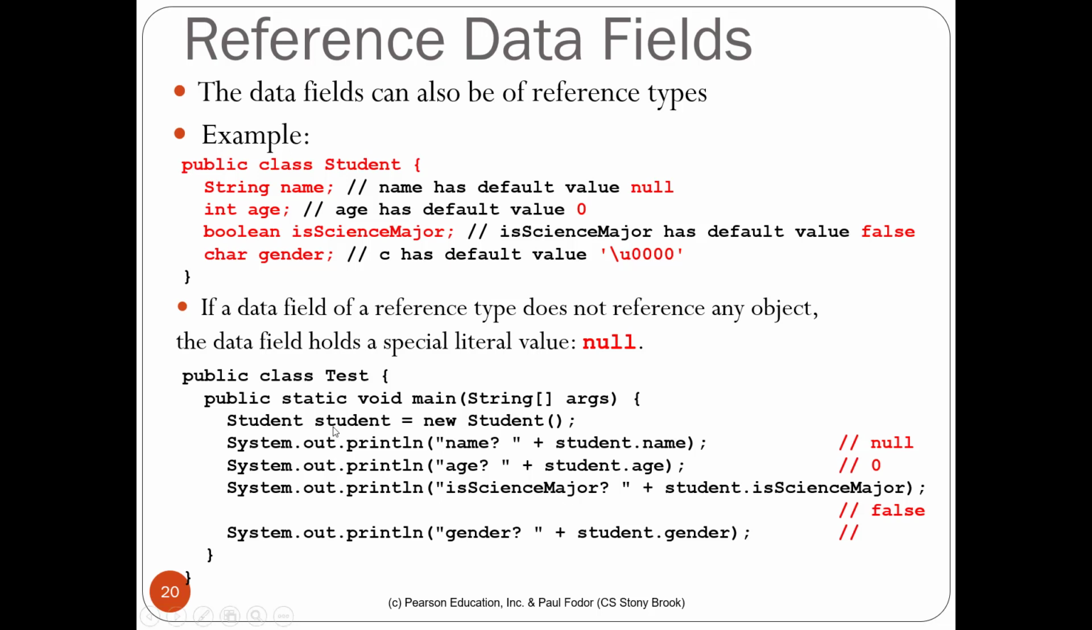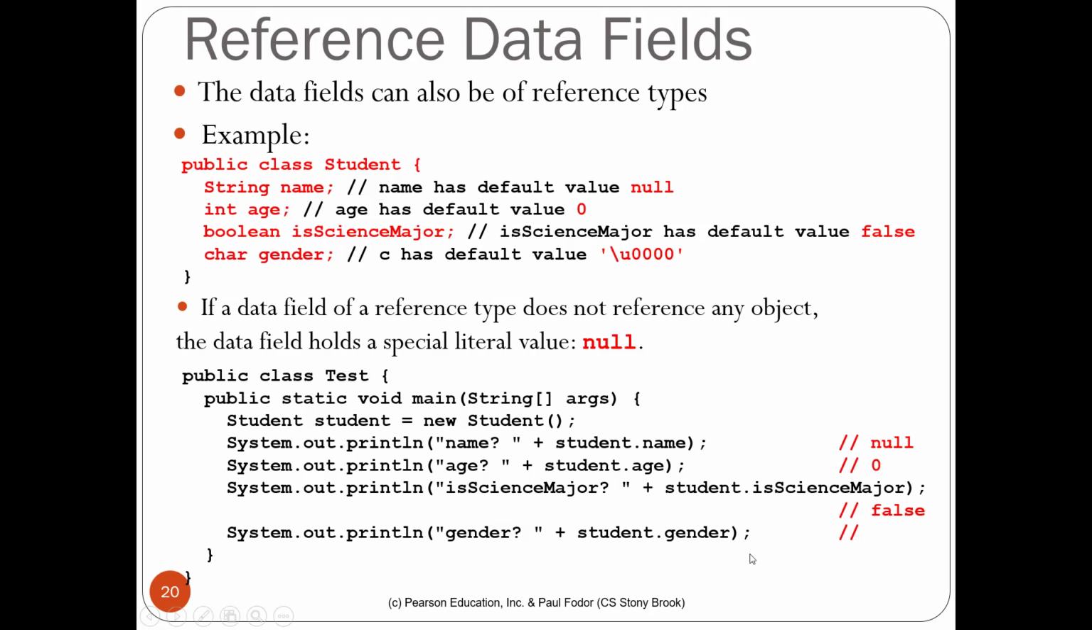So we are fine. The Student object will be created here. Then we are trying to access the student name. Alright, so what should we get? Null. Why? Because that's the default value we have. We are not doing any assignment. Then you print age, you'll get the age as 0. That's the default value. Similarly, when you try to see what is there in is science major, you'll get false. Now you try gender, you'll get the null character.